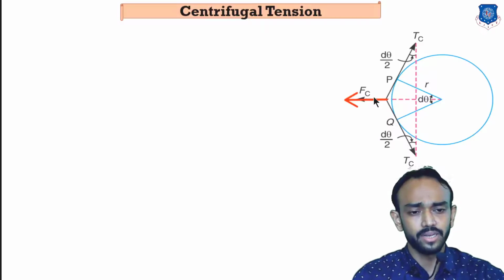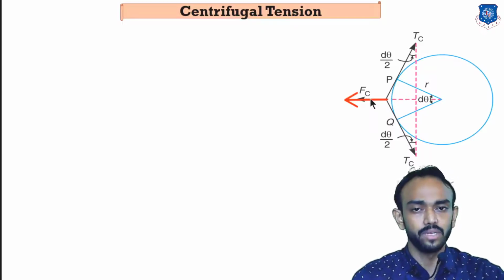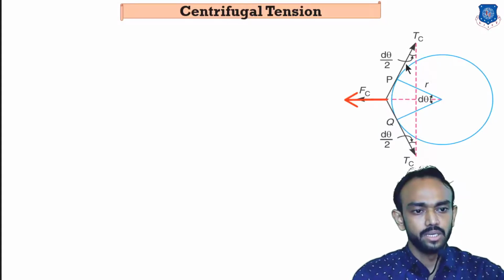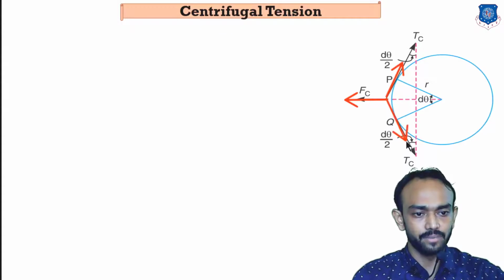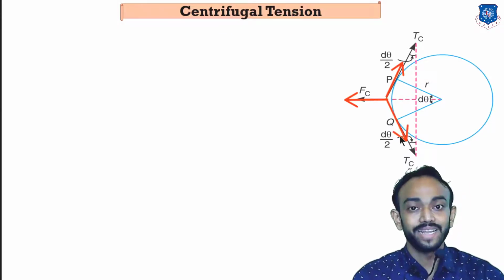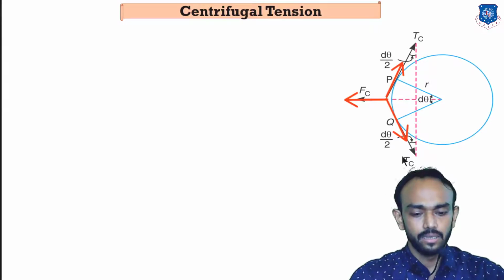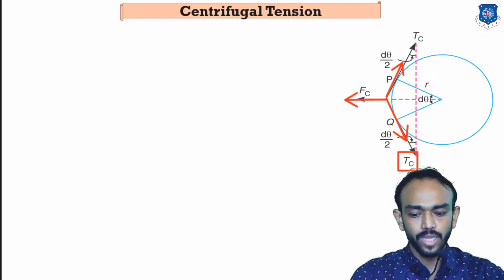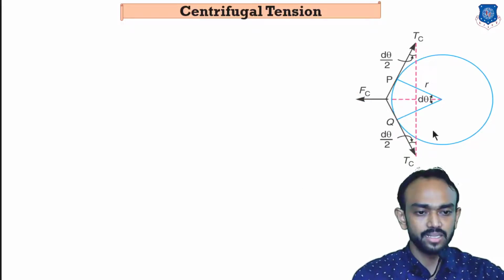Due to this centrifugal tension, Fc is the centrifugal force, and due to that force in this direction, the tension in the belt on the tight side and slack side, means in the total belt, is increased, and this tension we denote by Tc, the tension due to centrifugal force. Okay. So we have to consider this centrifugal force.